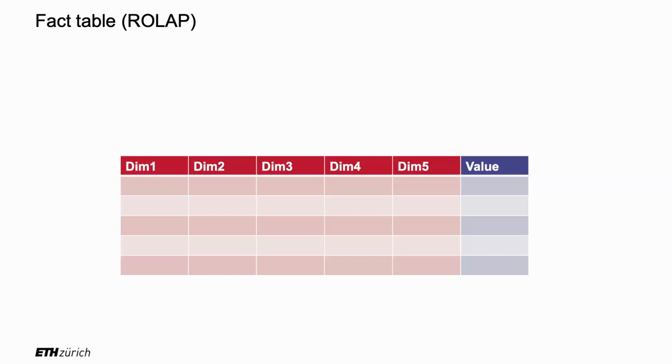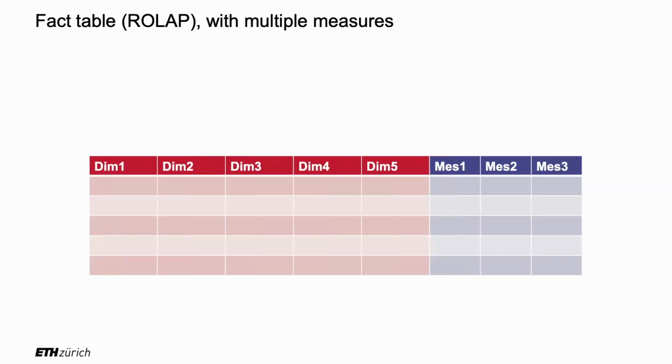But that's not the only way. There is a slight variation of this. There is a slight variation of that, where instead of having only one value column, we have multiple such columns. It means that a cell doesn't have just one value, but it has multiple values. These are called measures. Concrete examples are profit, revenue, costs, expenses, and so on.